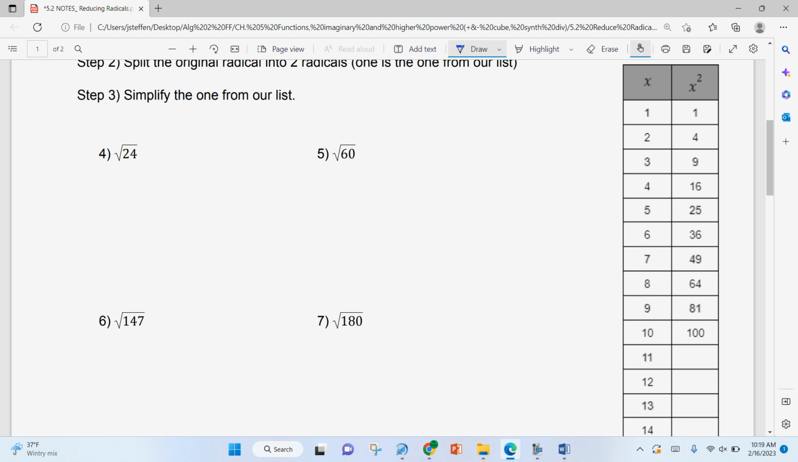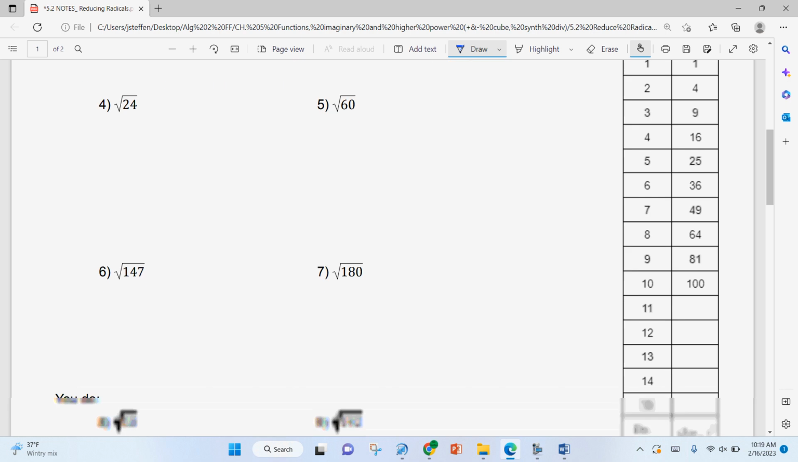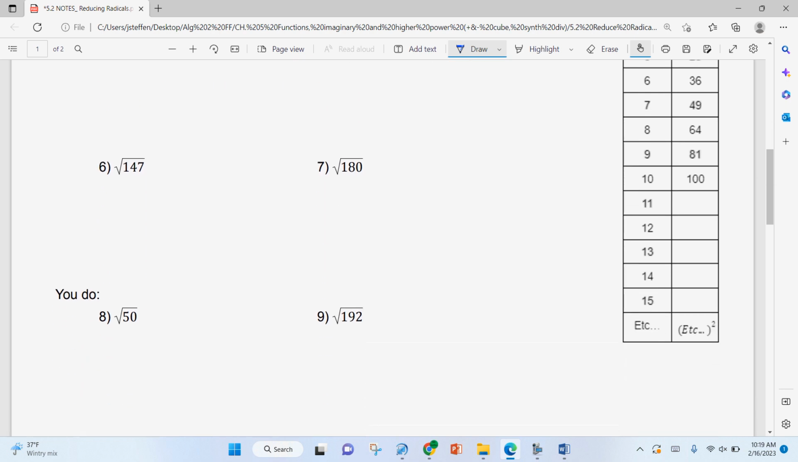So make sure you go through and finish this. The reason I stopped at 10 is because I want to make sure you understand the concept. 11 squared is 121. 12 squared is 144. If you think I'm going too fast, I'm just squaring those. You can use your calculator.